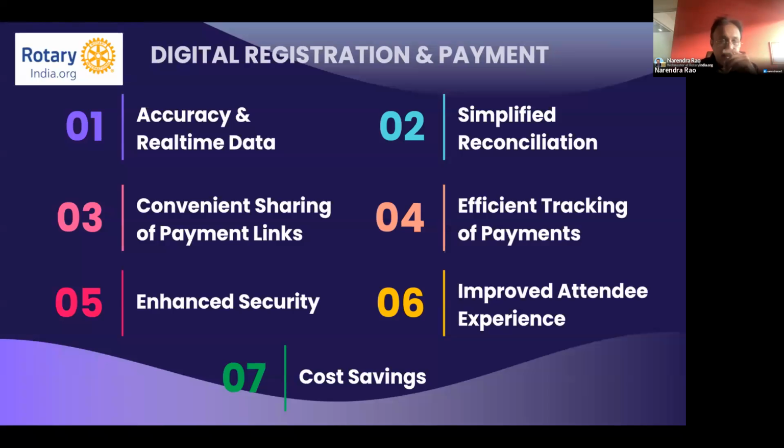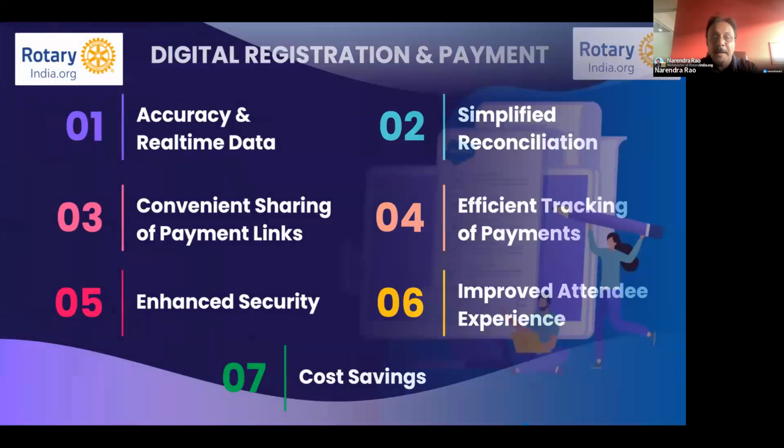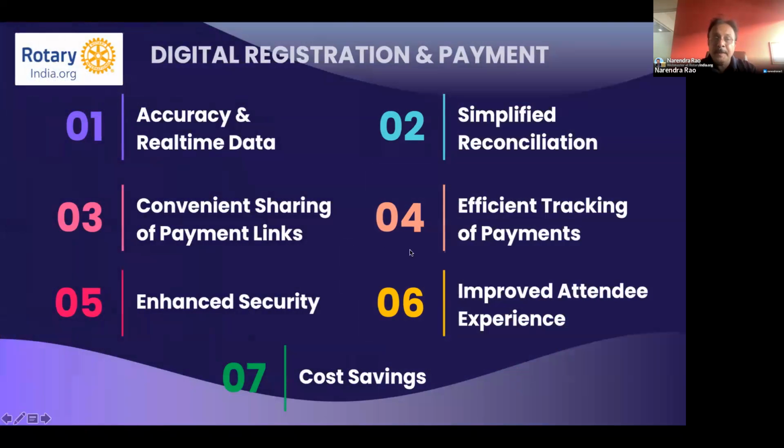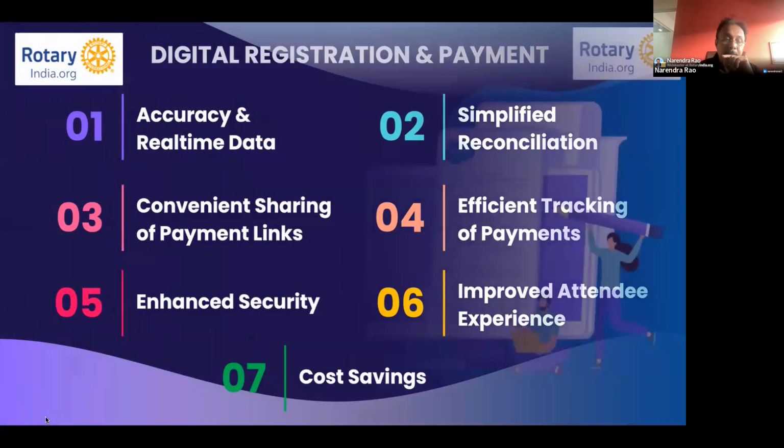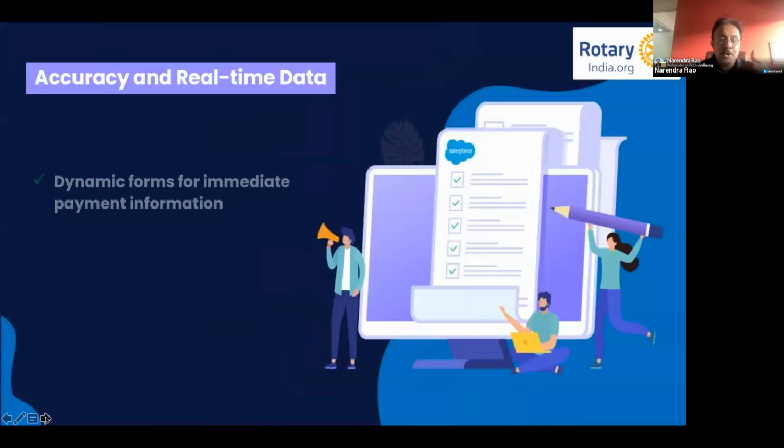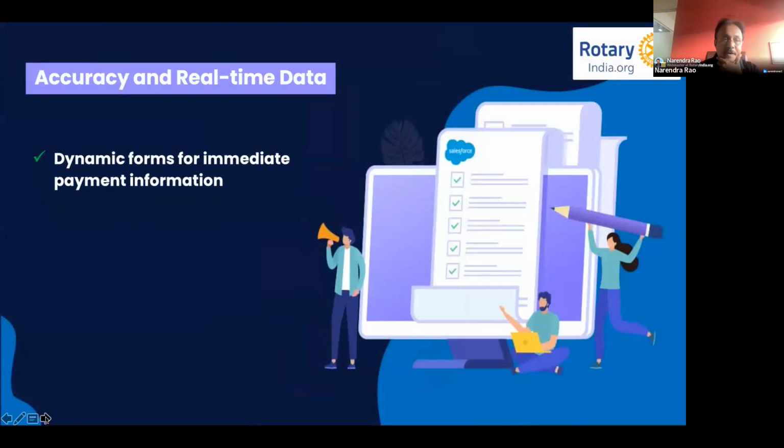So the advantages are, one is accuracy and real-time data. So what is accuracy? Now let me just see the rest of the points. One is accuracy, convenience of payment links, enhanced security, as well as simplified reconciliation, as well as efficient tracking of payments, improved attendee experience, and cost saving. Why am I going fast? I want to show you practically how it is functioning.